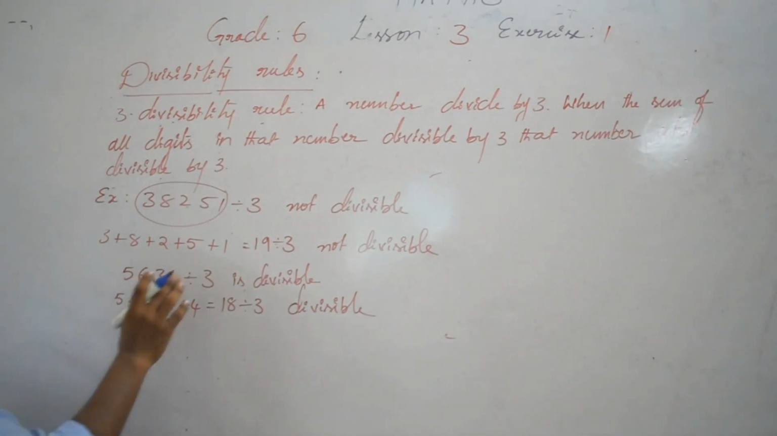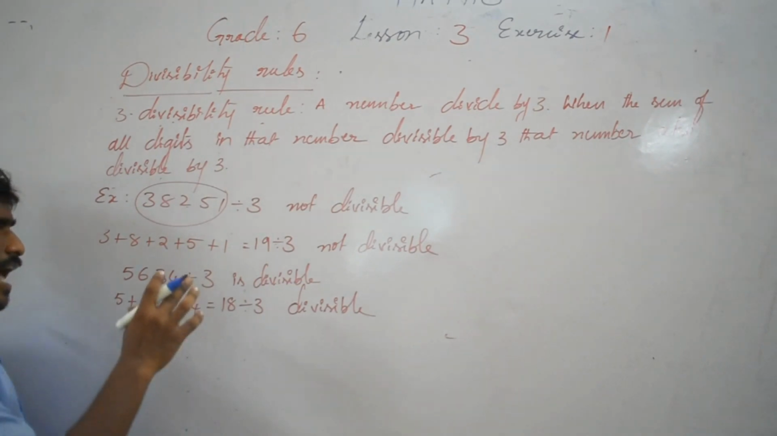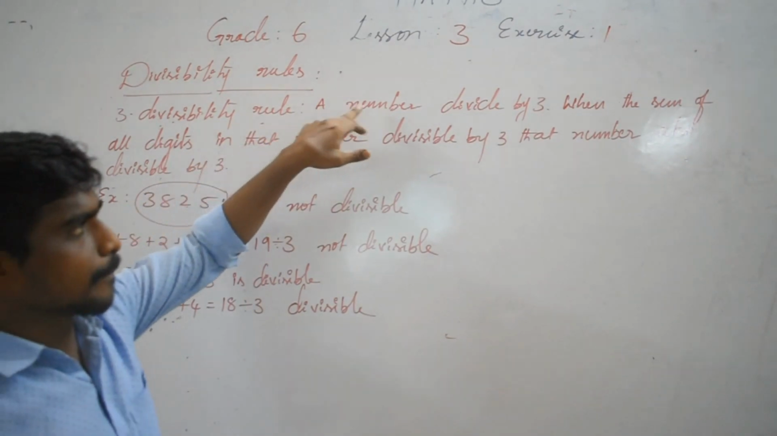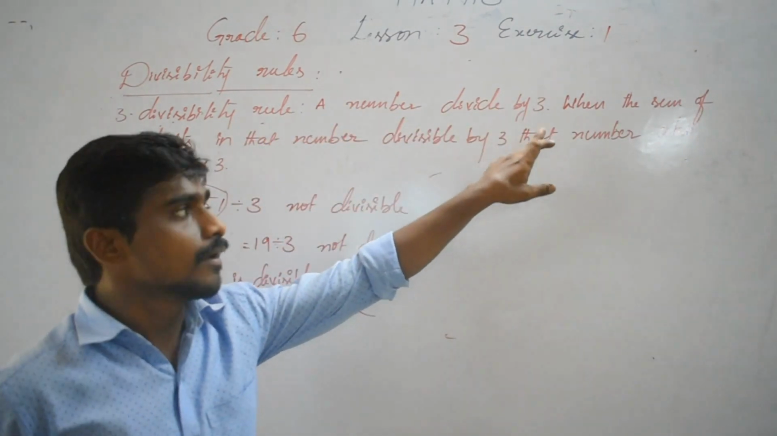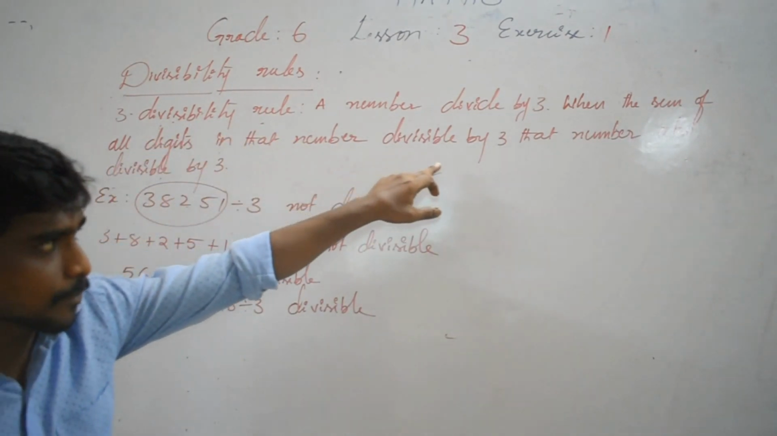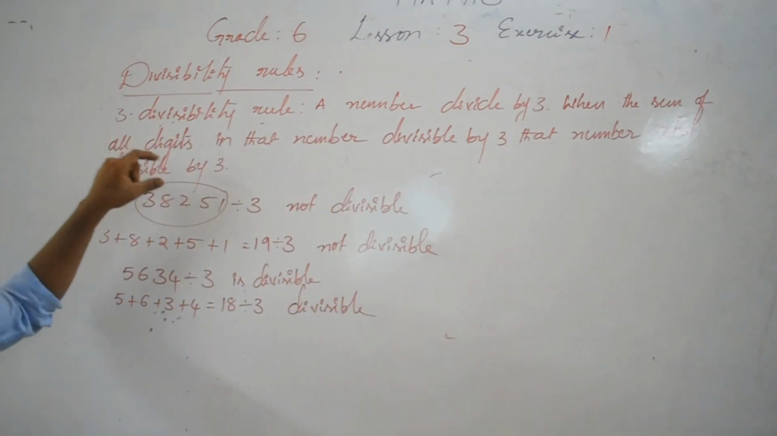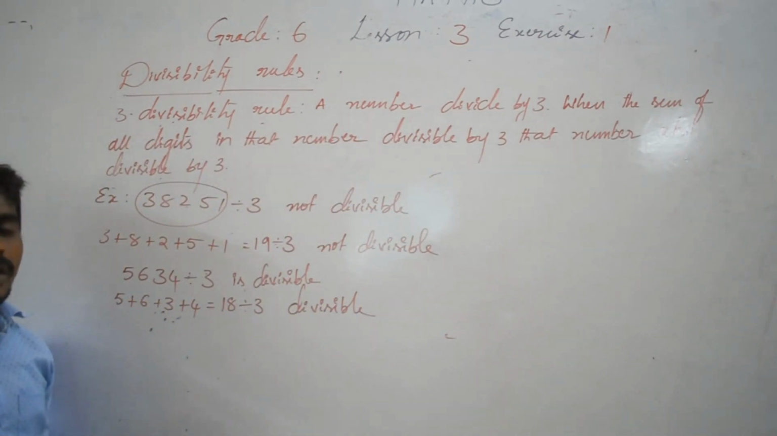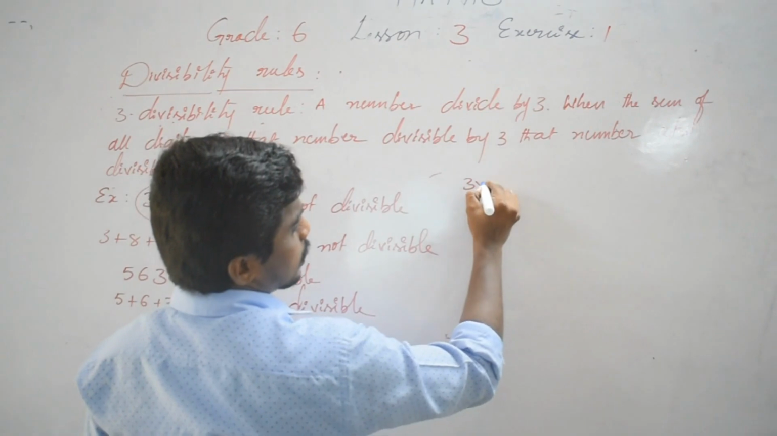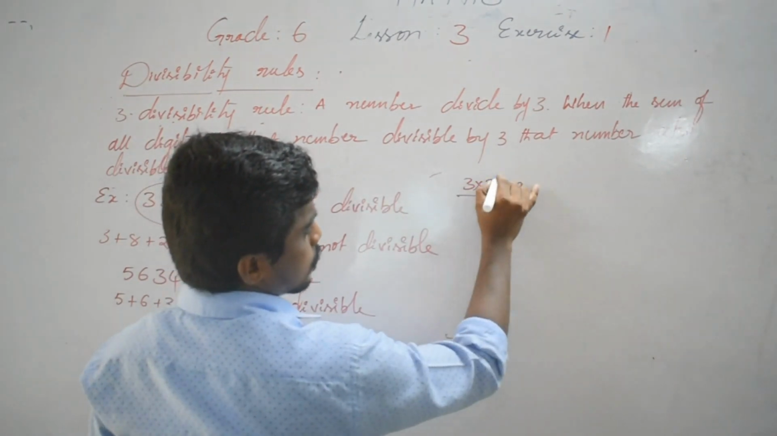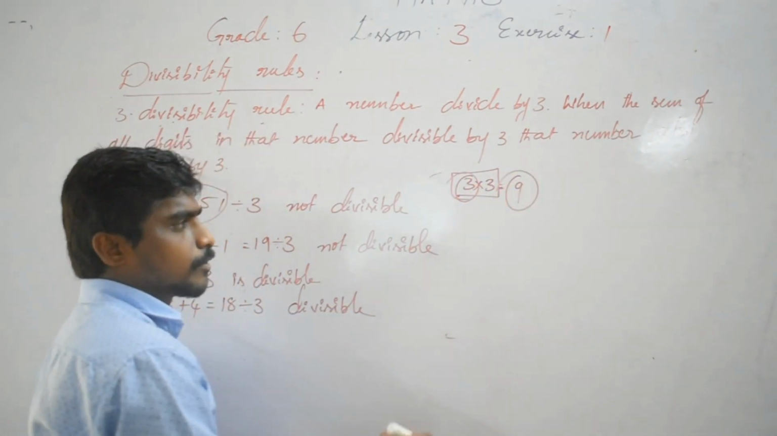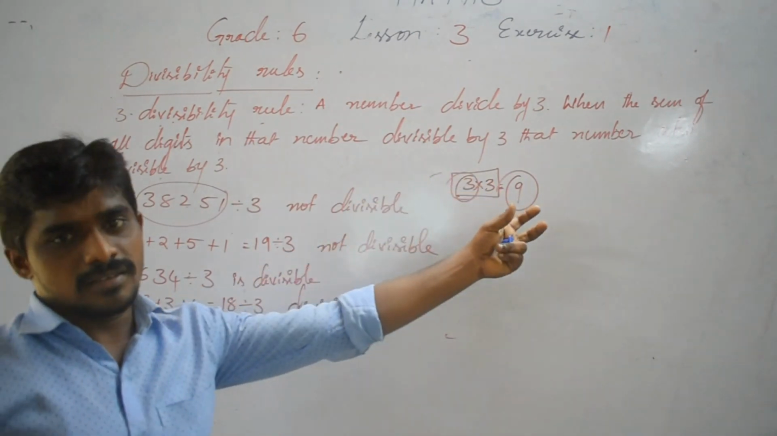Next one. So this is the 3 divisibility rule. It is the 9 divisibility rule also. A number is divisible by 9 when the sum of all digits in that number is divisible by 9, that number also divisible by 9. 3 divisibility rule, 9 divisibility rule, same. Why? 3 threes are 9. 3 square is 9.